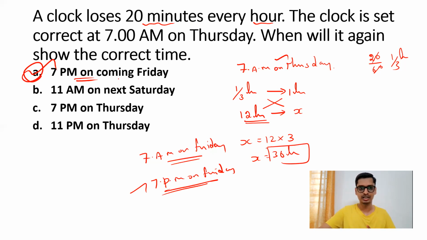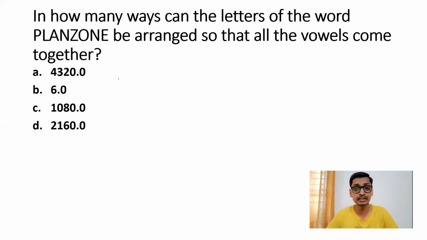Okay, we go to the next question now. In how many ways can the letters of the word PLANTZONE be arranged so that all the vowels come together? So you have to arrange the letters of the word PLANTZONE where the vowels always come together.